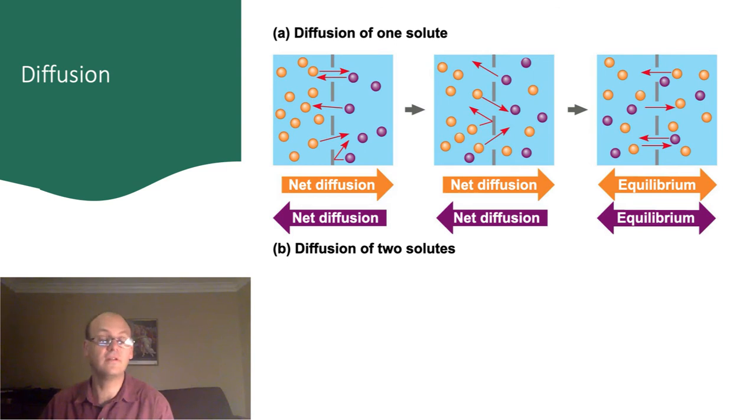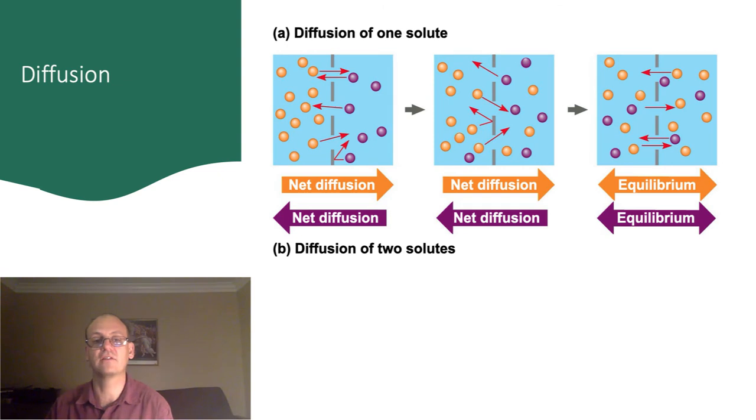When we have two different solutes, each one of them behaves independently of the other. You can see here that the purple molecules are more concentrated on the right and their net diffusion is toward the left. Eventually, like orange molecules, they'll also reach their equilibrium and move back and forth across the membrane equally in both directions.